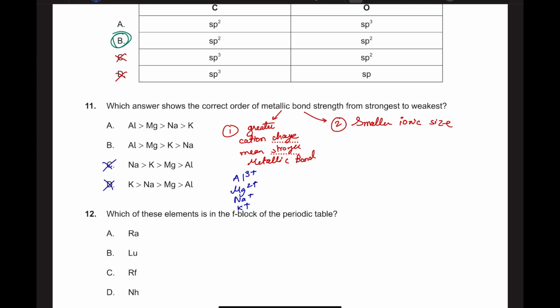And then sodium and potassium. Between sodium and potassium, sodium belongs to the third period, and potassium belongs to the fourth period. So you're going down the group, right? From sodium to potassium, potassium has one extra shell. So potassium is a bigger ion. K+ is a bigger ion compared to Na+. So Na+ should have a stronger metallic bond strength. Answer should be A.